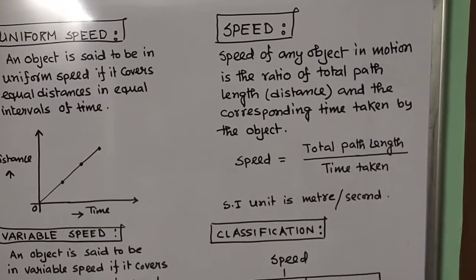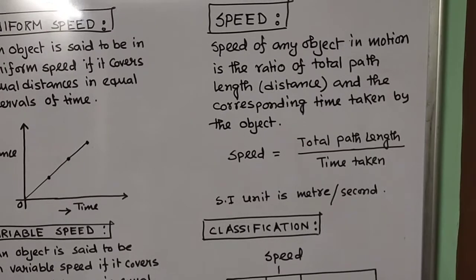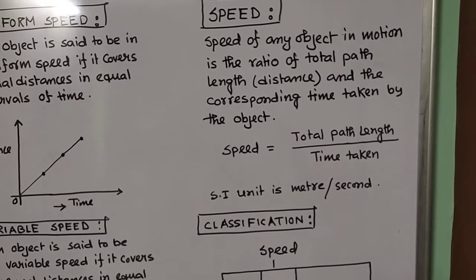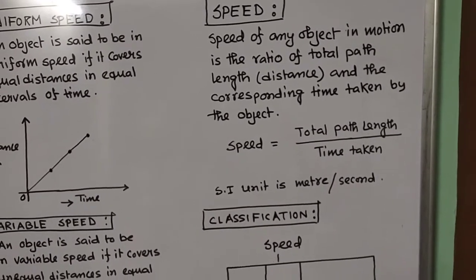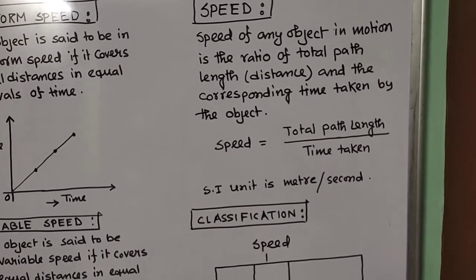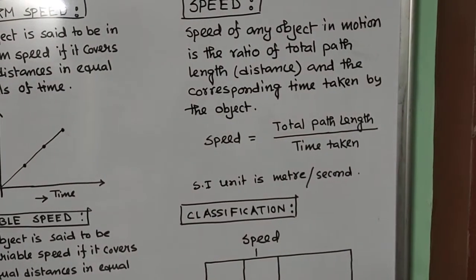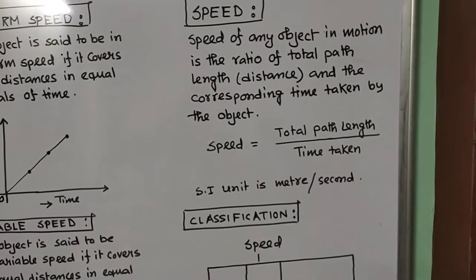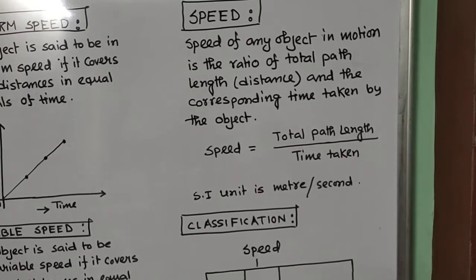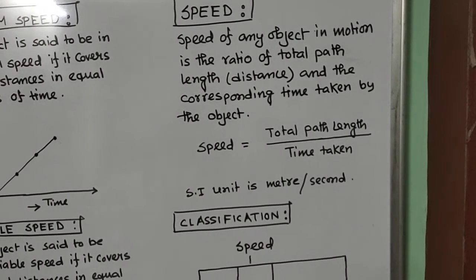As per the statement specified here, speed of any object in motion is the ratio of total path length, and path length is nothing but the distance, and the corresponding time taken by the object. Let me repeat once again. Speed of any object in motion is the ratio of total path length and the corresponding time taken by the object. So speed is nothing but your distance by time, and the distance is nothing but your path length. And in the previous class we have already discussed that distance is a scalar quantity. Now the SI unit of speed is meter per second.